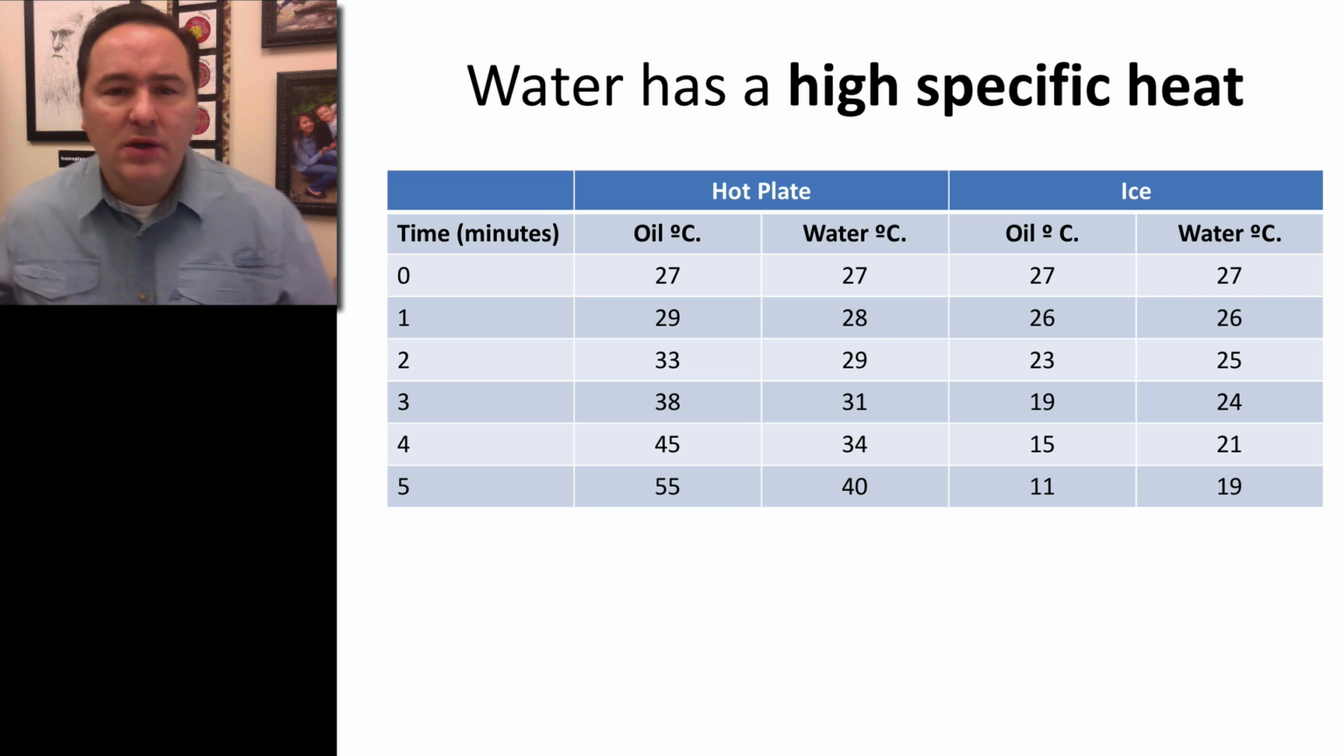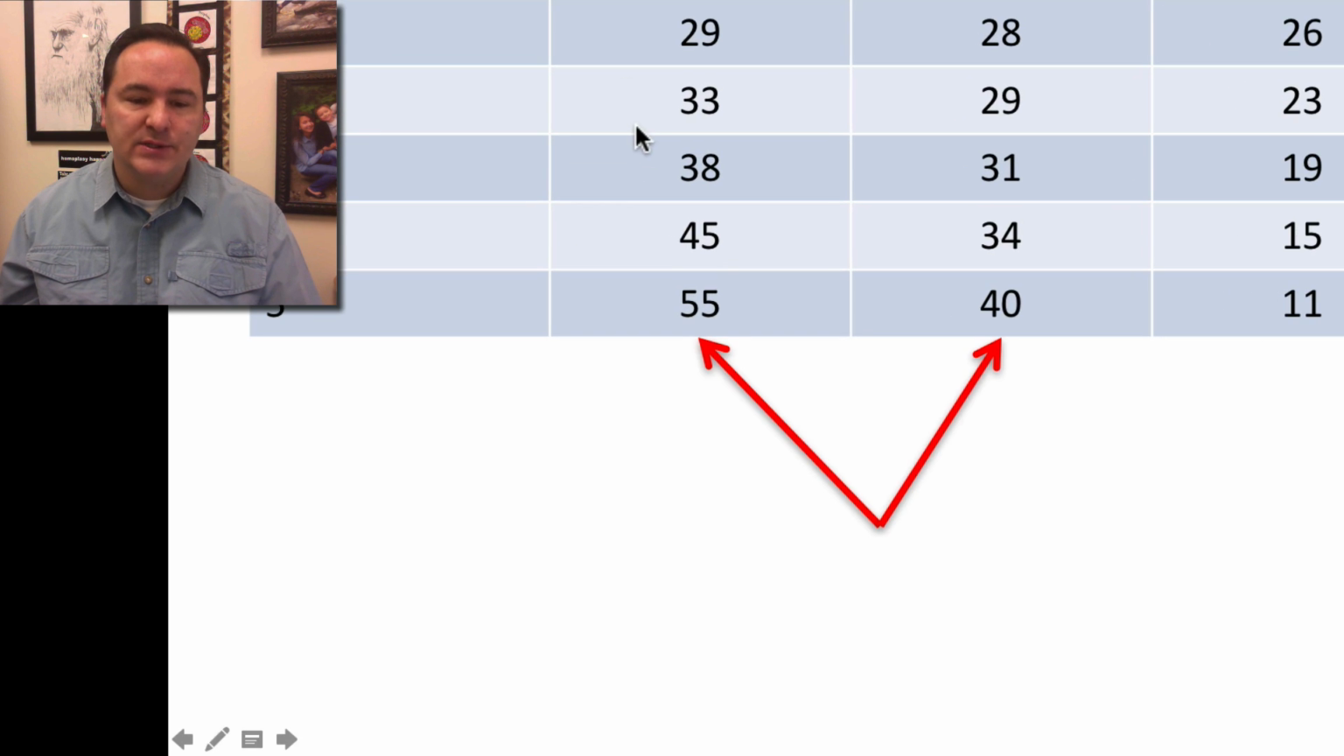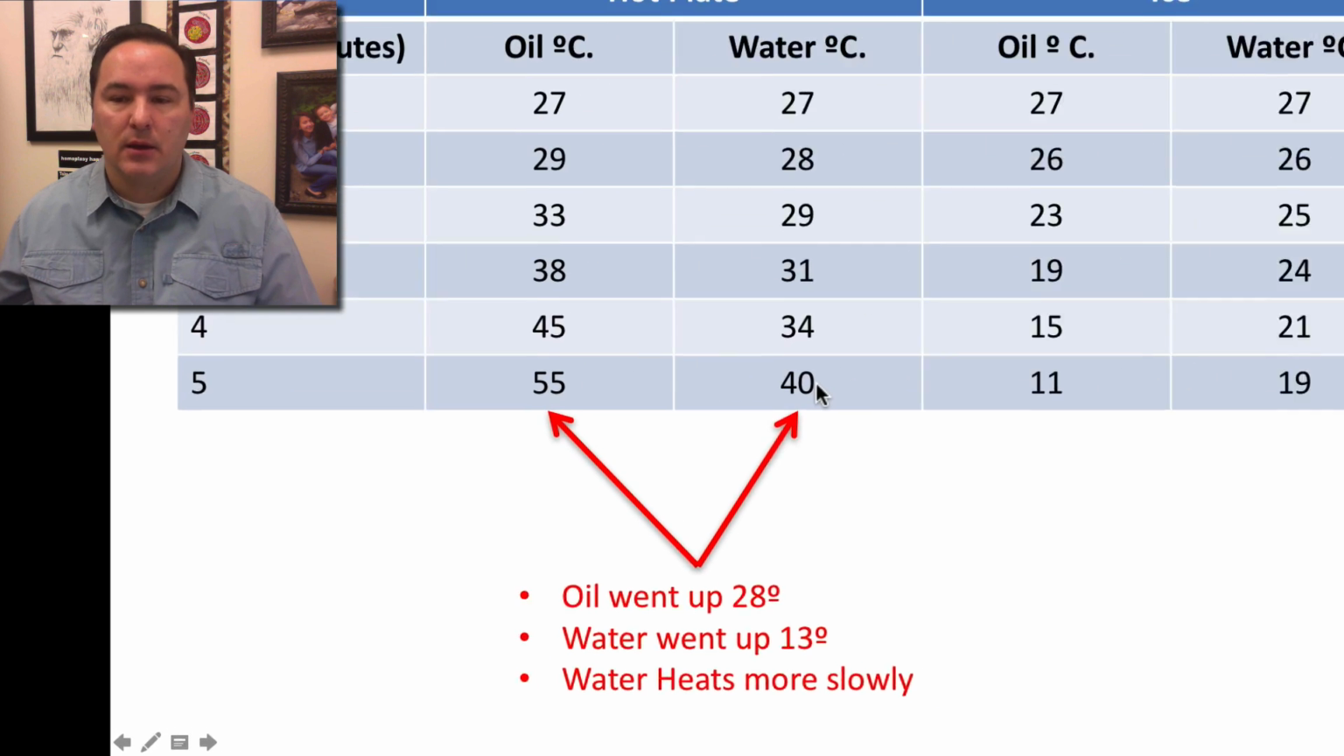Okay, so water also is important because it has a high specific heat. What we want to show is this example where we have a cup of oil and a cup of water and we put them on a hot plate and start to gradually increase the temperature. If we watch this over time, what we'll see is that the oil went up 28 degrees, but the water only went up 13 degrees. So water heats more slowly.